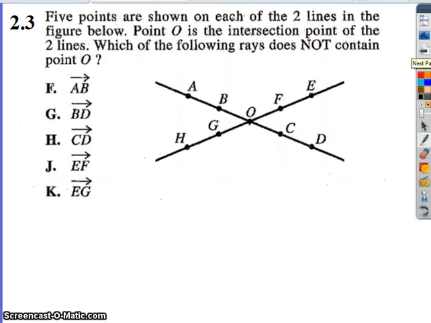Number 3, 5 points are shown here. If you look at the picture, there are 2 lines intersecting at point O. Which of the following rays does not contain point O? So it has to be a ray, and it cannot have point O on it.